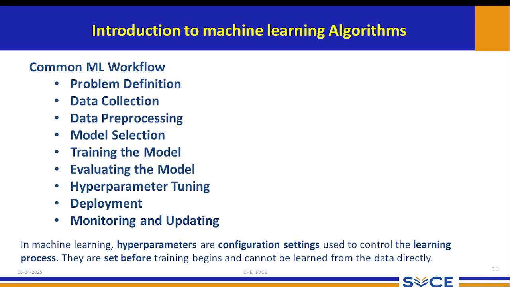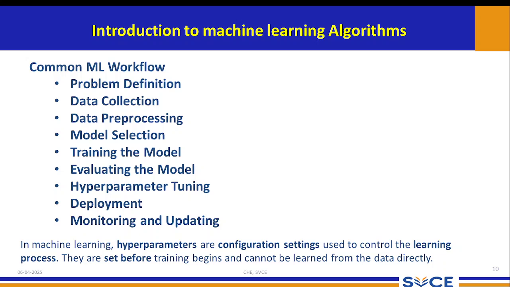The common machine learning workflow: problem definition, then data collection, then data pre-processing. For example, if we have noise, as we have seen in the last two units, we remove the noise and other things before we feed data into the models. Then model selection: we need to choose which algorithm, whether a random forest, support vector machine, regression models, or a linear model. We'll see that step by step.